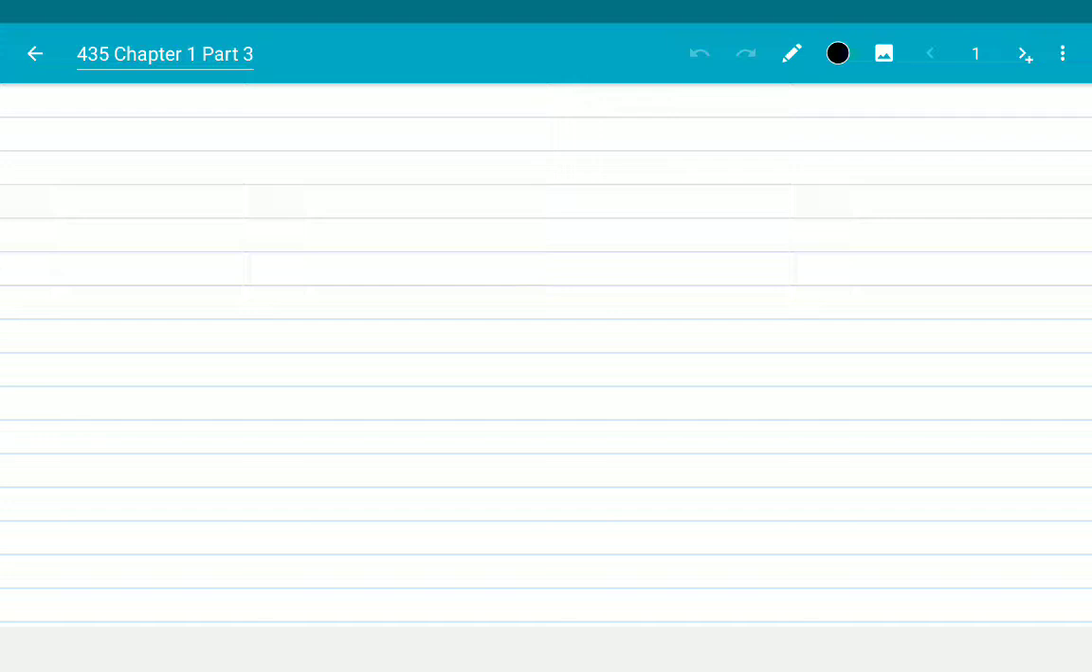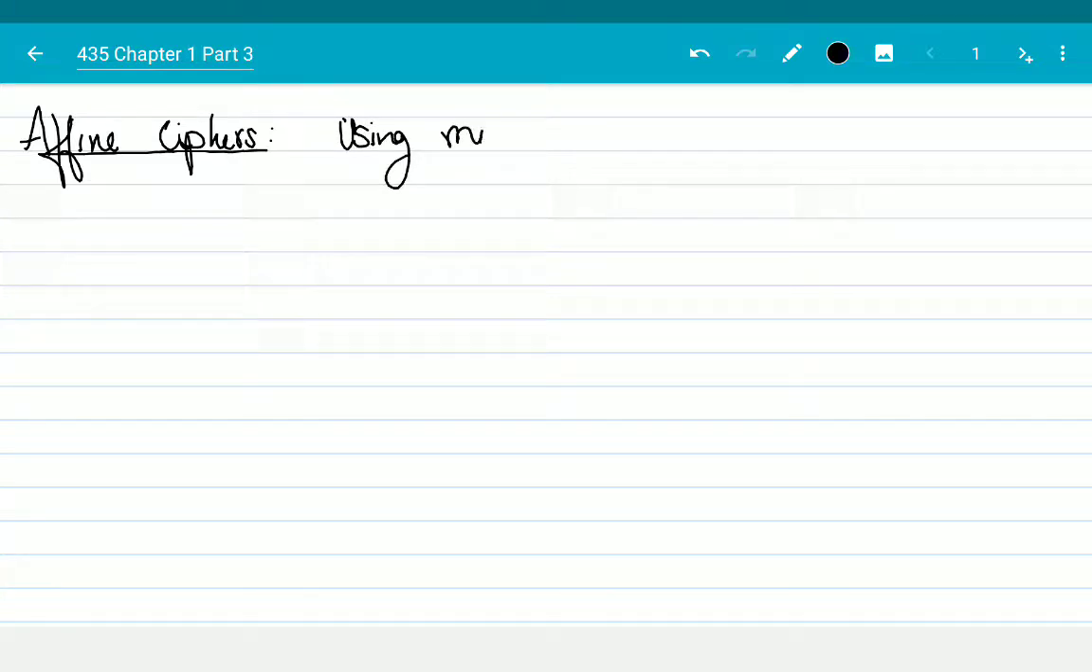And so we are going to look at how to make such a scheme, the affine cipher. So we are going to first look at affine ciphers before moving on to more complicated ciphers. This is a relatively easy cipher, and we will again be using number theory, using modulo arithmetic.